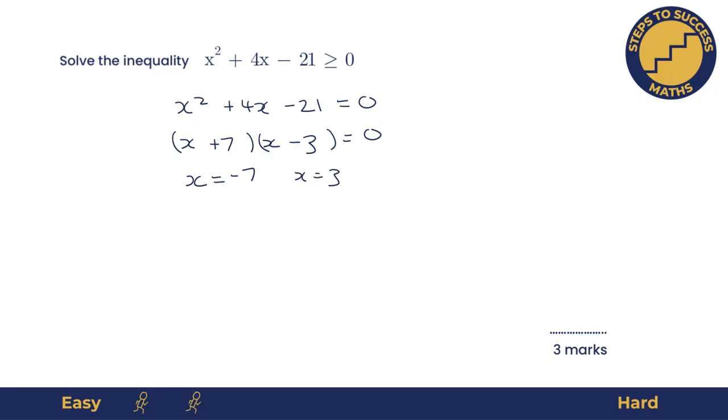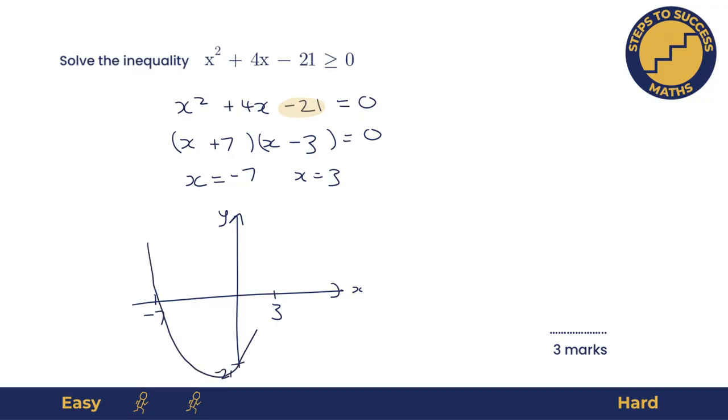And now we need to sketch what it looks like. Draw your axes, mark your x-intercepts, so these points minus 7 and 3. And we know that the y-intercept is this number at the end, negative 21. So we can sketch a little curve. Now we want to know when it's greater than or equal to 0. So that's these two ends of the curve. So we write that down. It's when x is greater than or equal to 3. Don't forget the equal to this time. Or when x is less than or equal to negative 7.